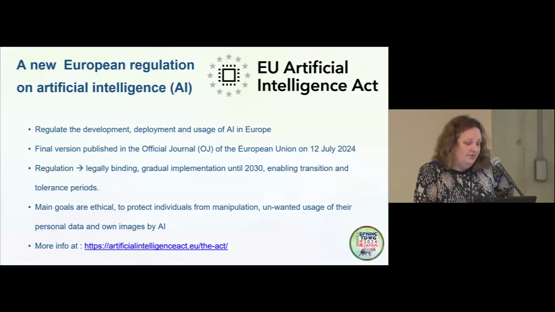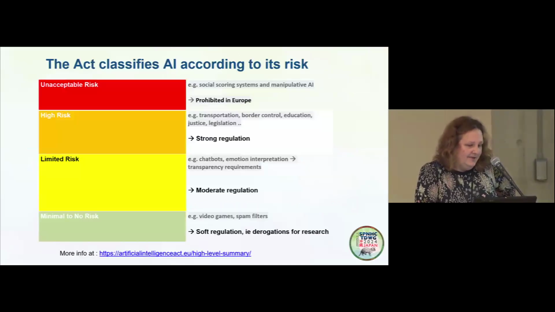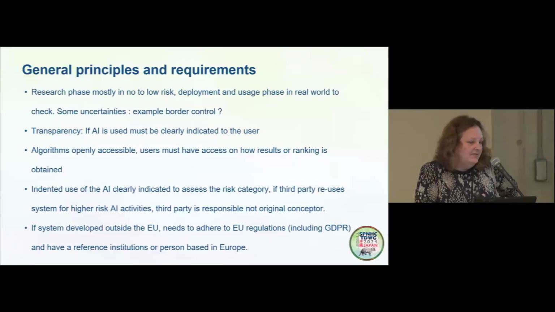The main goal is really to protect humans against manipulation or unwanted usage by AI of their personal data. It is based on an analysis of risk, from unacceptable risks, which will be AI tools completely prohibited in Europe, back to minimal risk and no risk, and the intermediate categories. Now, there are some general principles that are for all risk levels.